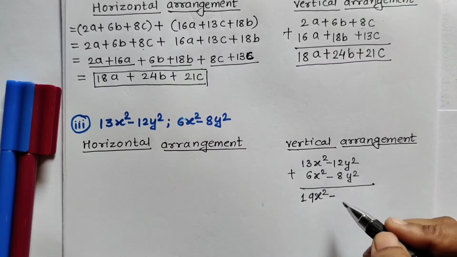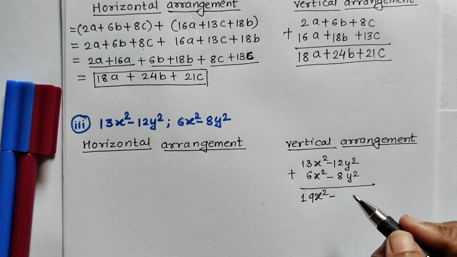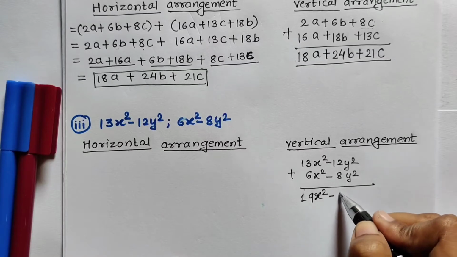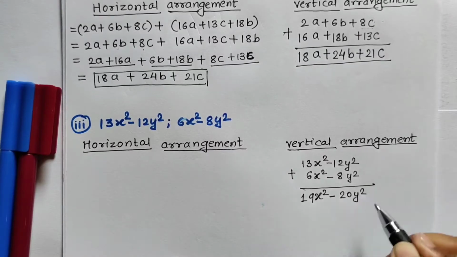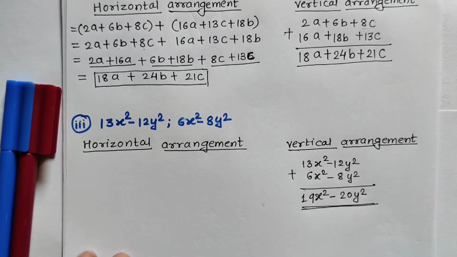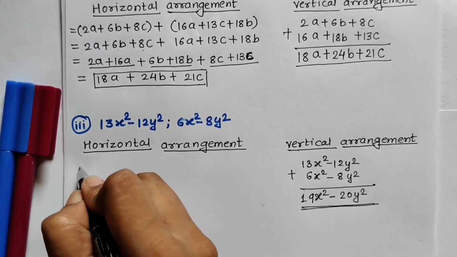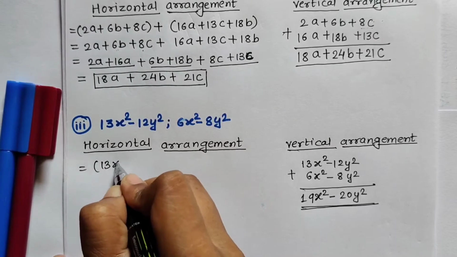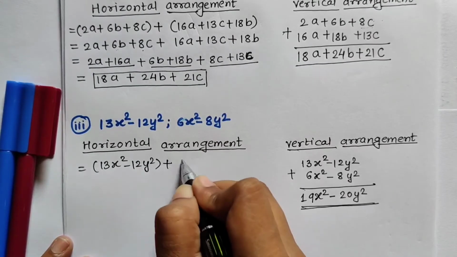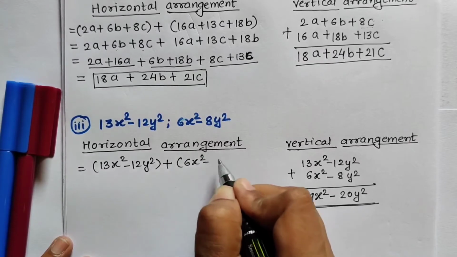Minus and minus, you all know the sign will be minus. We put the sign of the bigger number, but minus minus will become plus. 12 plus 8 is 20y square, common variable. So 19x square minus 20y square is the answer. In horizontal arrangement we write the given binomials in brackets first. We put a plus sign between the two brackets.